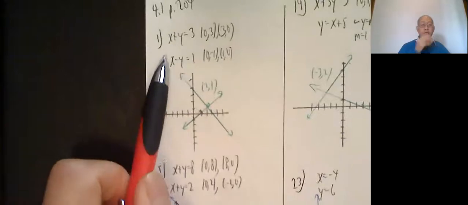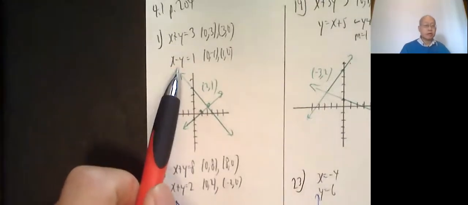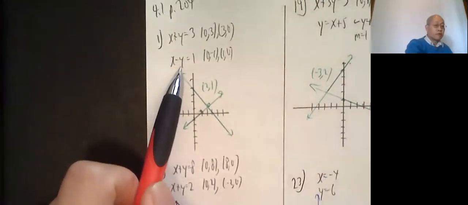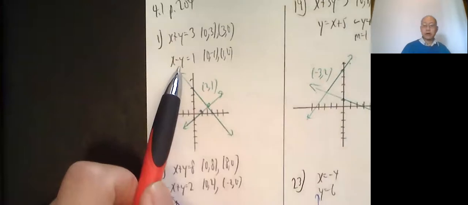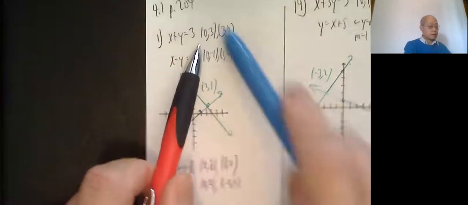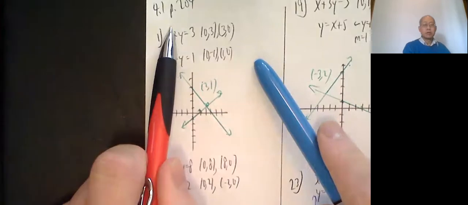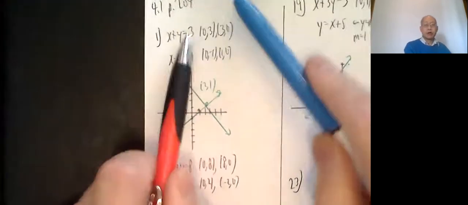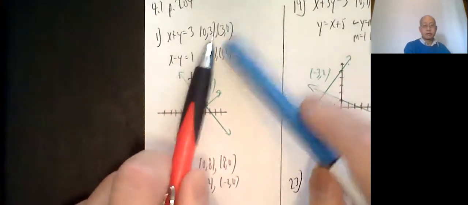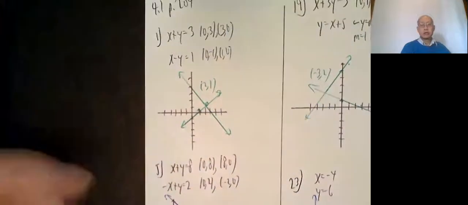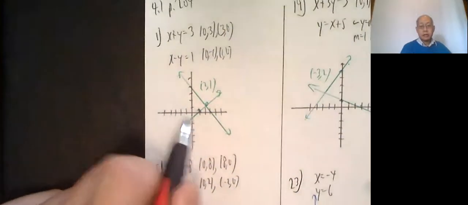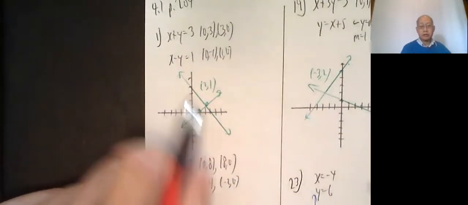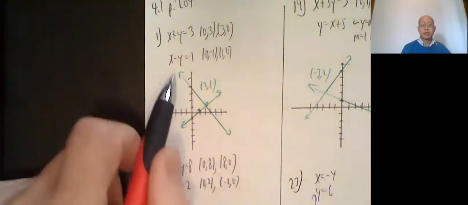Okay, so number 1, x plus y equals 3, x minus y equals 1. For many of the problems in this section, I've decided to just find the intercepts. Where do they touch the x and y axes? If I plug in x is 0, then y is 3. If I plug in y is 0, that means x is 3. So 0, 3, 3, 0. And so if I plot 0, 3, and 3, 0, there's the first line.